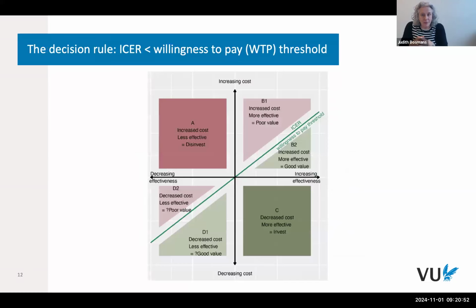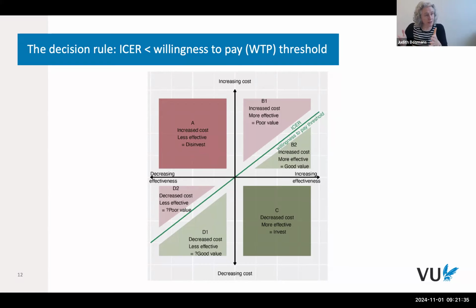The next step is, of course, to decide, and that's where the blue quadrants come in: is our new intervention cost effective? Are we convinced that spending our resources on this new intervention is a good way, or actually the best way, to spend our resources? And the decision rule we have for that is actually pretty simple. The ICER should be below the maximum amount of money that we are willing to pay to gain 1 unit of effect. And then we consider the intervention cost effective compared to the standard of care. So in this figure, you can see that.